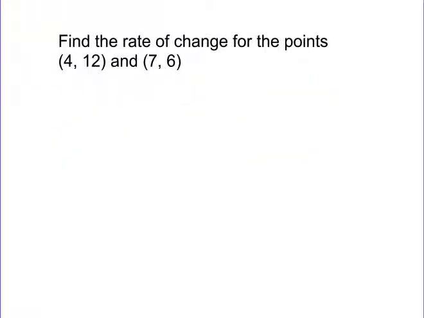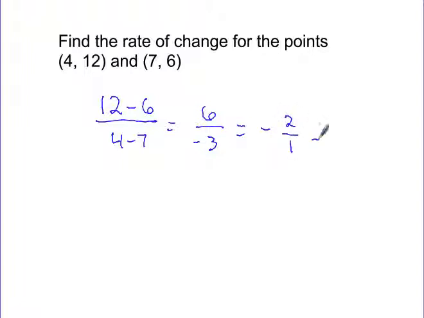All right, let's look at this one. Find the rate of change for the points 4, 12, and 7, 6. Somebody just tell me what the problem will look like. Lainey? 12 minus 6 over 4 minus 7. Okay, 12 minus 6 is 6. 4 minus 7 is negative 3. So the rate of change will be negative 2 over 1 or just negative 2. Either one of those is acceptable. Okay?